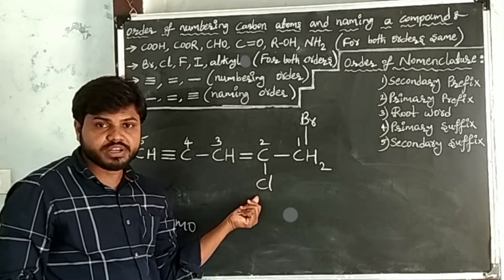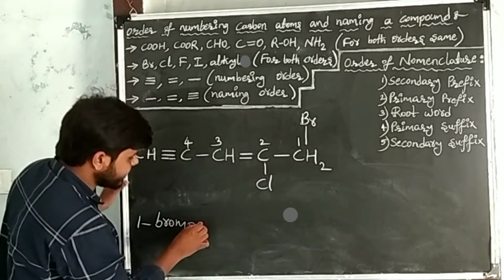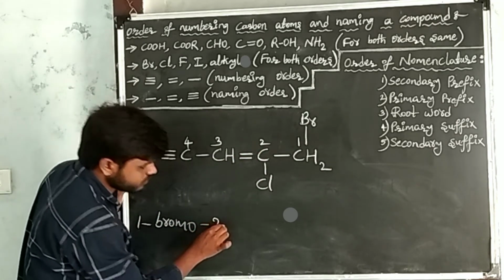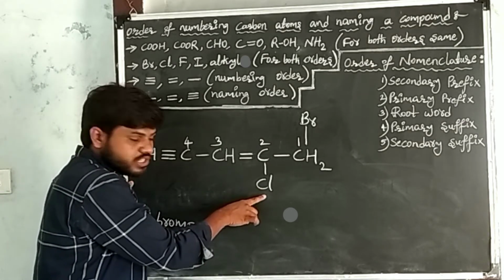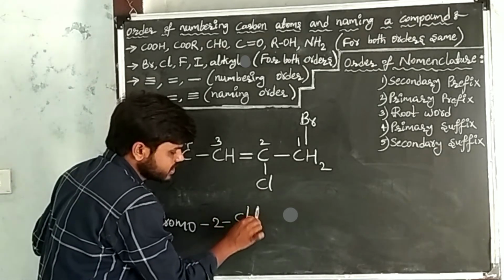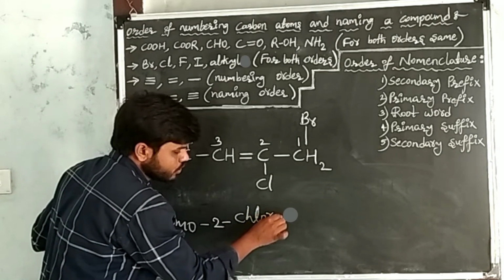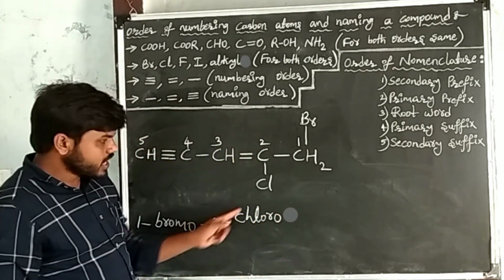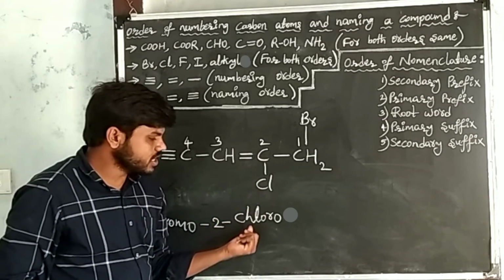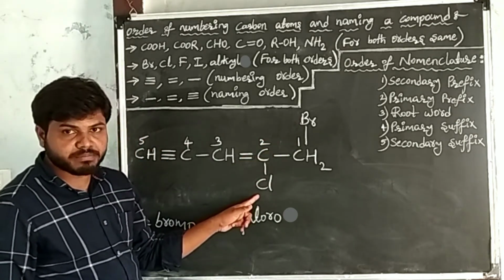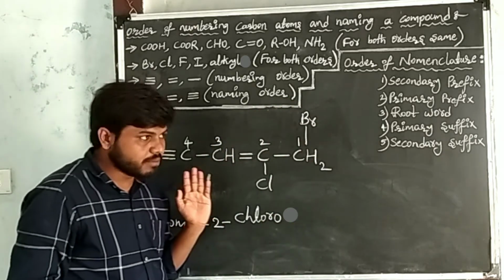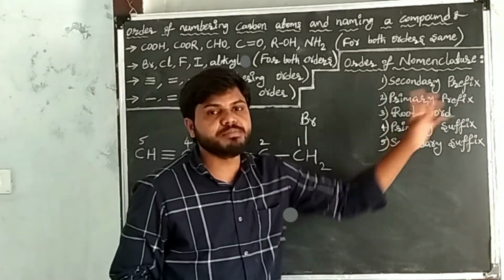Now write the chlorine. The chlorine position is the second carbon, so 2. After writing the position, the prefix of chlorine is chloro. Position I retain, and chlorine prefix also I retain, chloro. Now bromine completed, chlorine completed. Secondary prefix is completed. Go to the primary prefix.